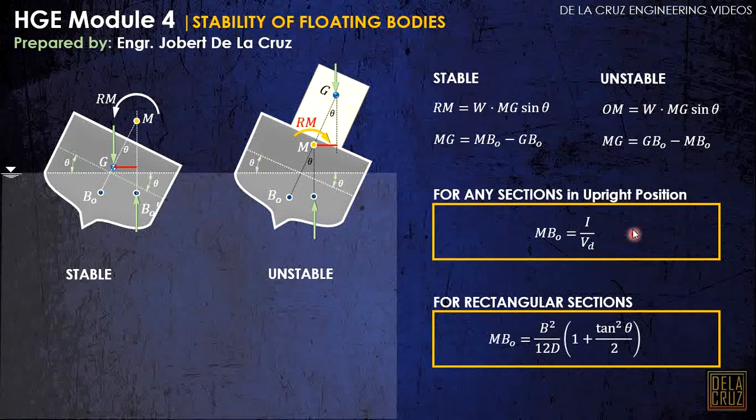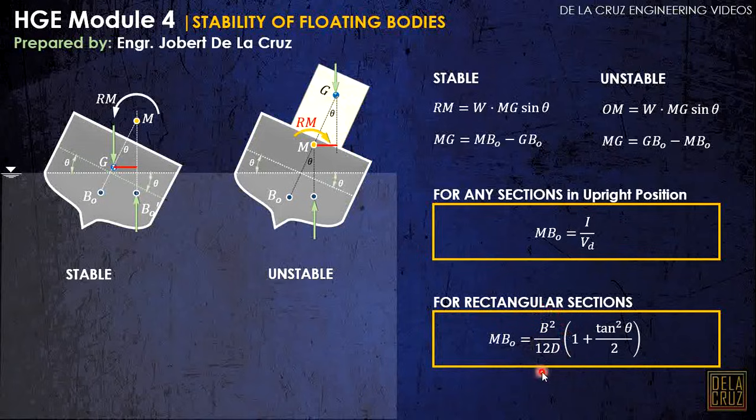So, MBO, we have this formula. For any section in upright position, that will be I over VD. For rectangular sections, we can use this one when we have tilting, because there is an angle theta. Actually, we can also use this in upright position, we just make theta as 0. It depends.